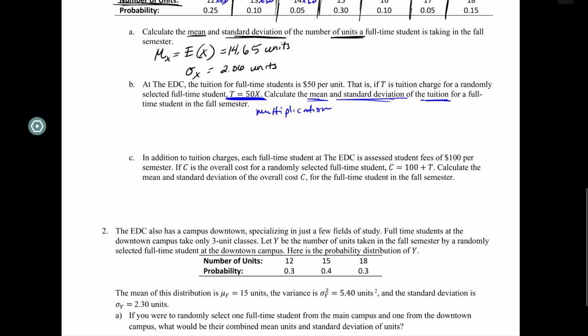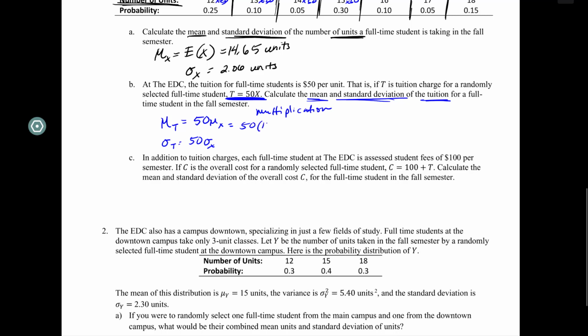Now, I could multiply each of these by 50, but that's too time consuming, right? What we found is that if we wanted to find the mean for tuition, mu sub t, we just take 50 times the mean number of units. Same thing for the standard deviation of t. The standard deviation of the tuition will just be 50 times the standard deviation of units.